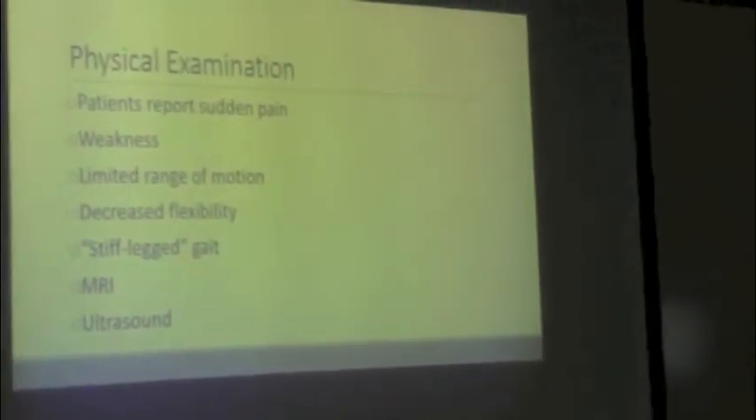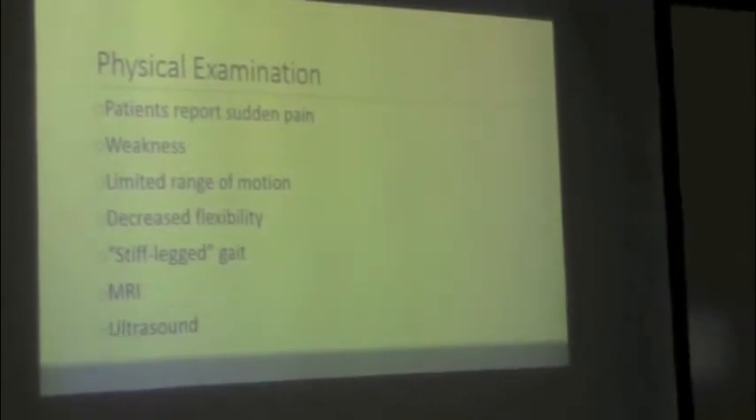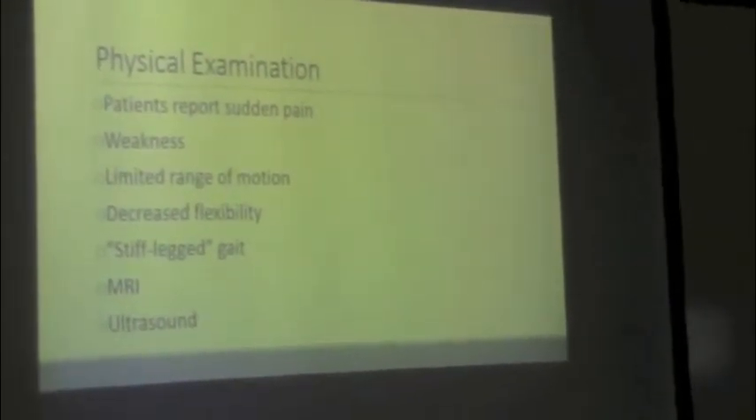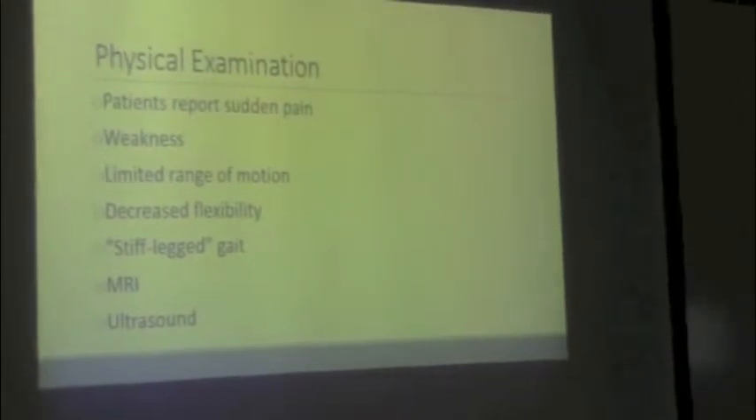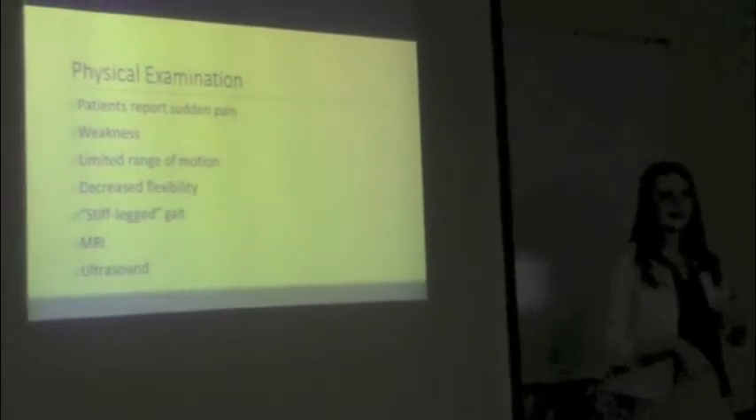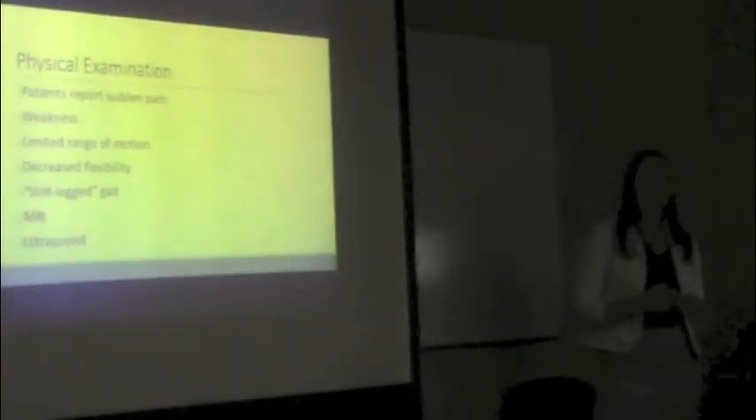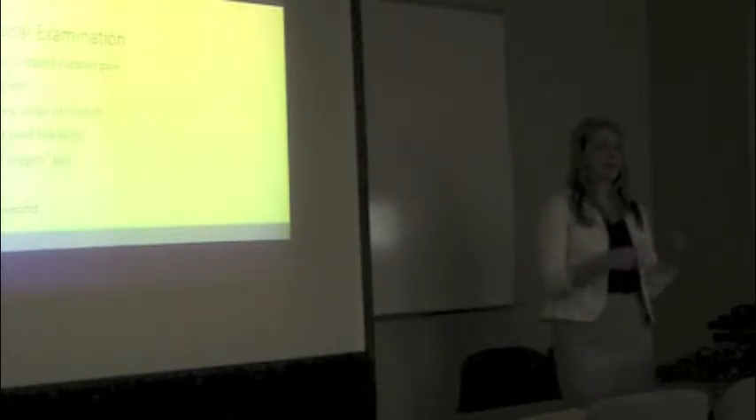So what happens is a patient reports to the doctor, says, I think I strained my hamstring, or I'm experiencing some pain. They normally report a sudden pain when it first happened, and there's often weakness, limited range of motion, and decreased flexibility in the affected side. Doctors will also look for what's called the stiff-legged gait, which means that the patient isn't bending their knee when they're walking because they're trying to keep the hamstring shortened rather than lengthening it and aggravating the injury.